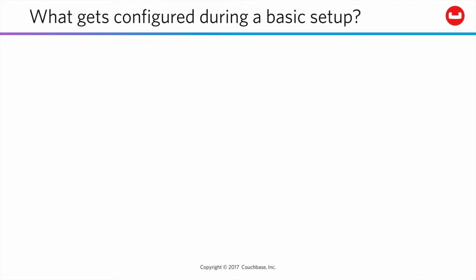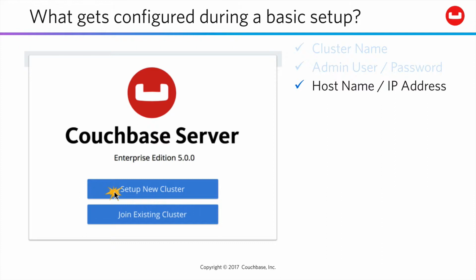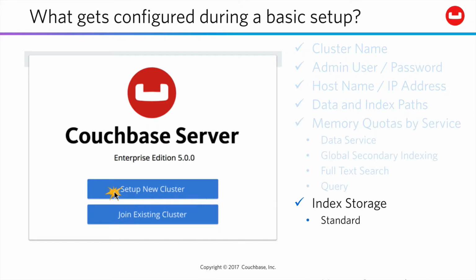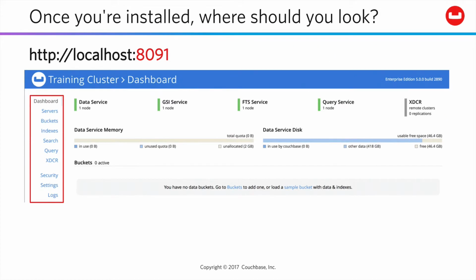couchbase.com/containers. When you run the Couchbase Setup tool to set up a new cluster, you'll assign a name for the cluster, along with an admin username and password. You'll provide the hostname and IP address, or accept the defaults, and paths for the data and index files, unless again the defaults work for you. Then you'll assign memory quotas for each service, and indicate whether to use standard or memory optimized indexing. For detailed information on memory quotas and indexing, check our documentation and online articles. Once your installation process is finished, your browser should open to the admin UI at localhost 8091.